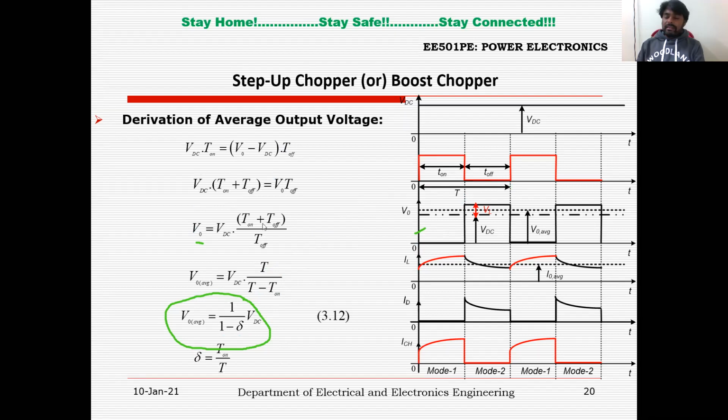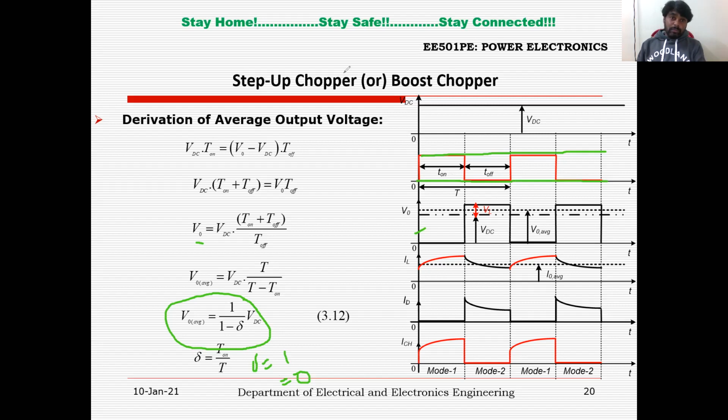Now what is delta here? Delta is the duty ratio, which is T on by T, the ratio of on time period to the total chopping period. Now as I told you, you can get the delta maximum of 1 when T on equals T. That means when there is no off time period, the on time period equals the total chopping period, which is 1. And you can get a minimum value of 0, which means the chopper is always in off condition, there is no on time period.